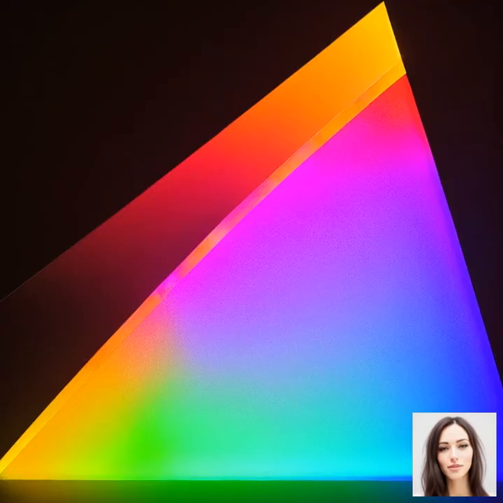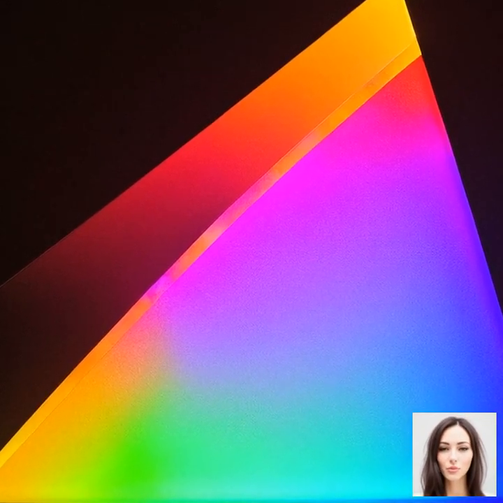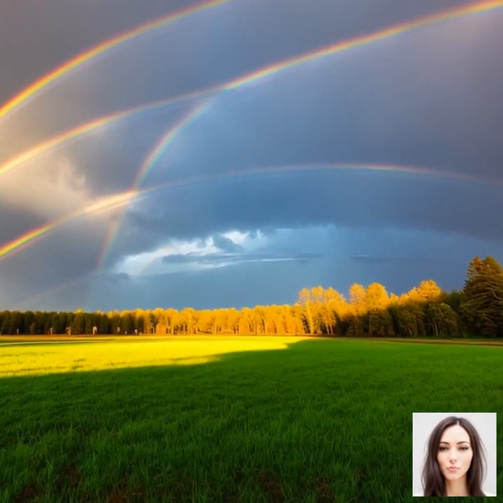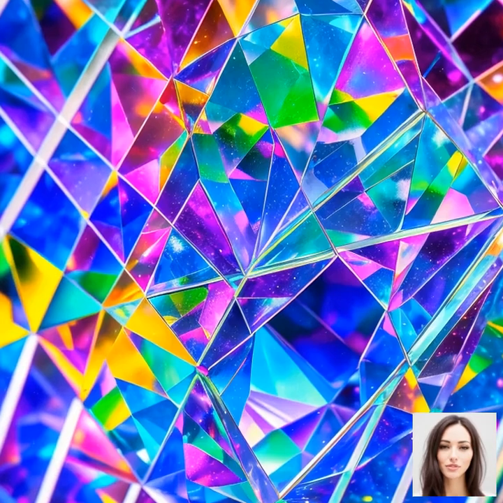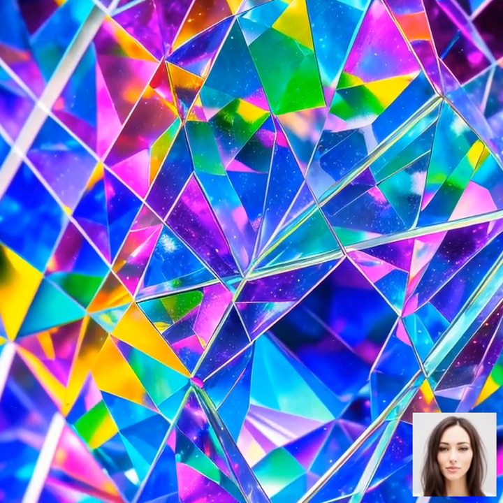The visible light spectrum is a small portion of the electromagnetic spectrum that our eyes can detect. It consists of various colors, ranging from red to violet. These colors are often remembered using the acronym ROY-G-B-I-V, which stands for red, orange, yellow, green, blue, indigo, and violet.